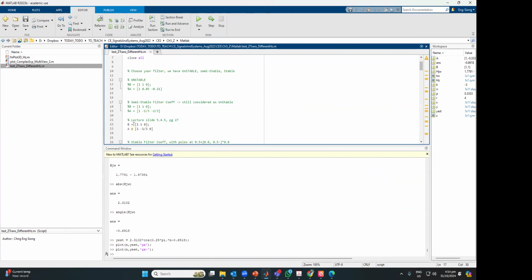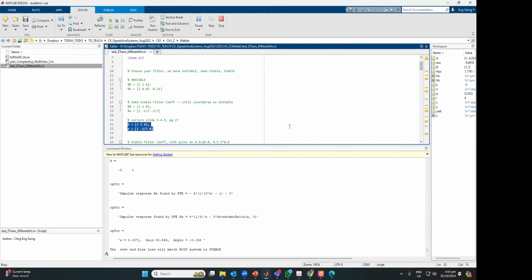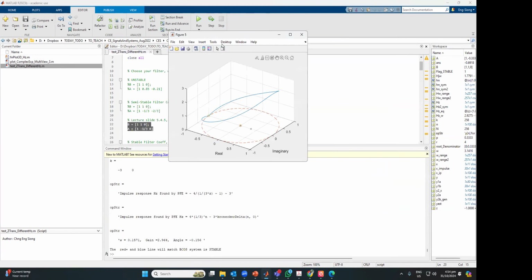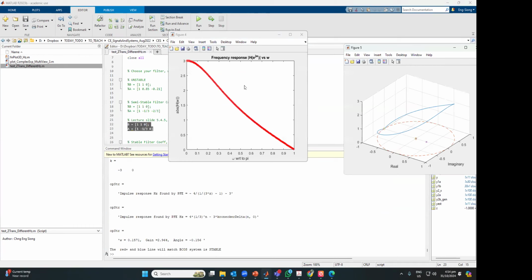Yeah, so this is B and A, right, guys? Okay, run. All right, so this is from 0 to pi. 0.25 pi, somewhere here. 0.25 pi. Come on. 0.25 pi, my gain is 2.2.